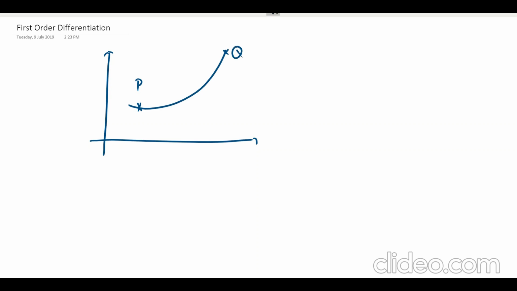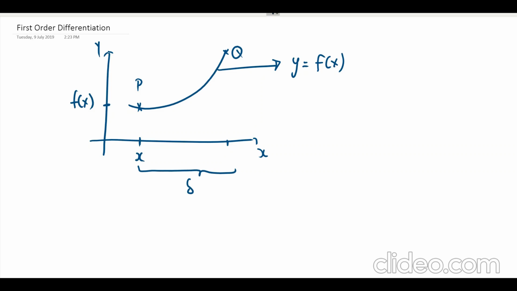The concept of differentiation is when we have a curve. For example, this is a curve and we have this coordinate here P and this coordinate here Q. This curve is y equals f(x), any function f(x). At this point, let's say the x coordinate is x, and then the y coordinate here would be f(x).